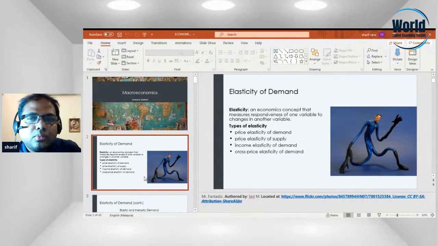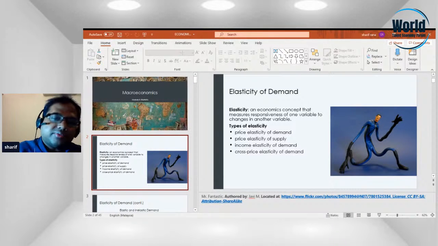So, what is elasticity? Elasticity is an economic concept that measures the responsiveness of one variable to changes in another variable. There are different types: price elasticity of demand, price elasticity of supply, income elasticity of demand, and cross price elasticity of demand.